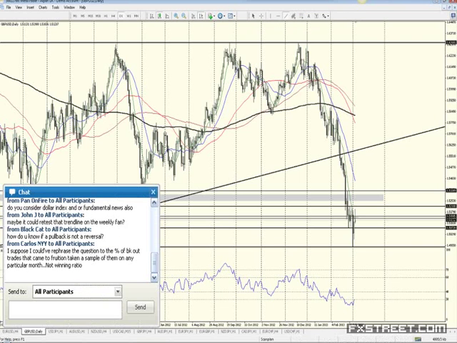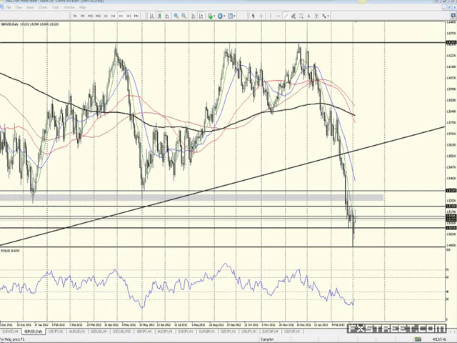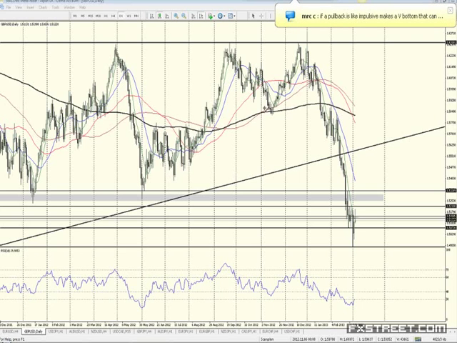I could have rephrased the question to the percentage of breakout trades that came to fruition, taking a sample of them, not the winning ratio. I don't have that exact number for you, Carlos. I encourage you to examine that yourself. But I would say, relative to range trading, breakout trading has a smaller winning percentage, but it does have a larger potential reward.